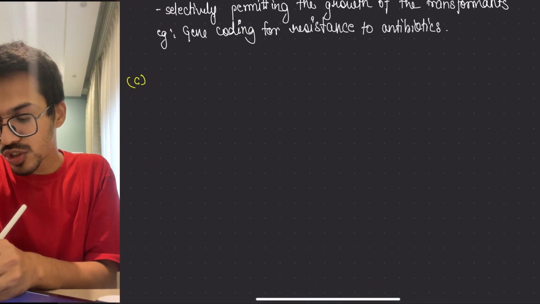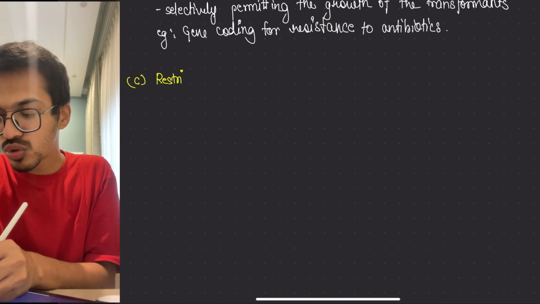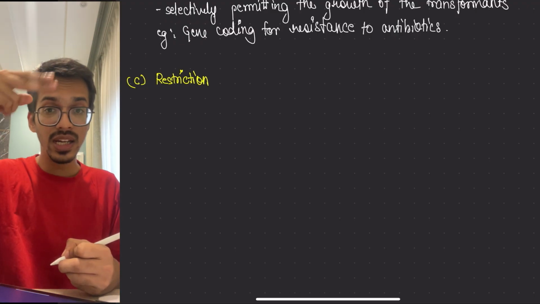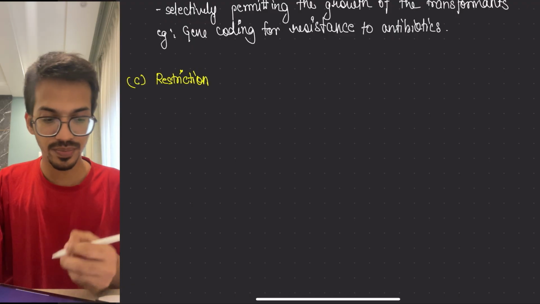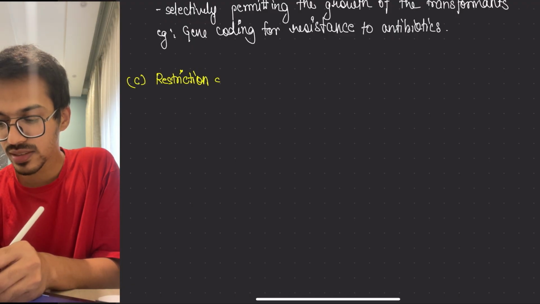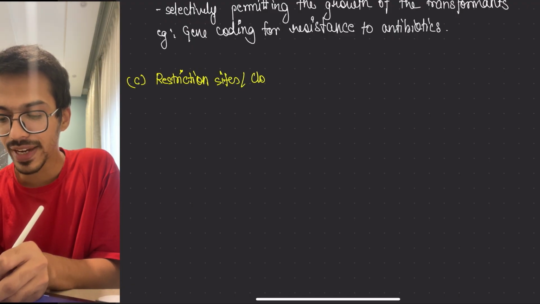Next is the restriction sites. Restriction sites means those sites which help in cutting the vector DNA, because if we can't cut the vector DNA, how will we add the gene of interest? So restriction sites are also called what? Cloning sites.